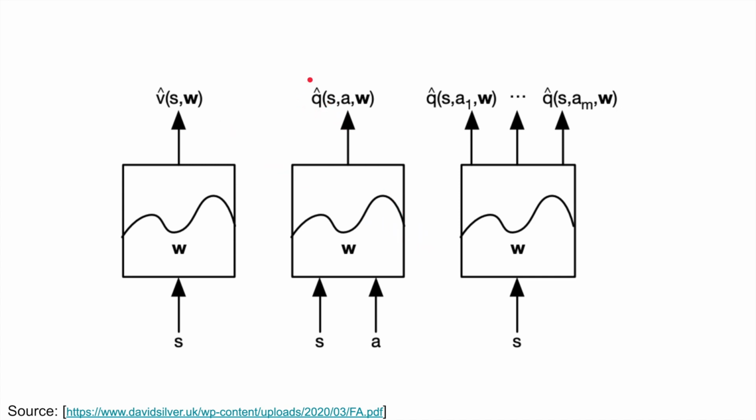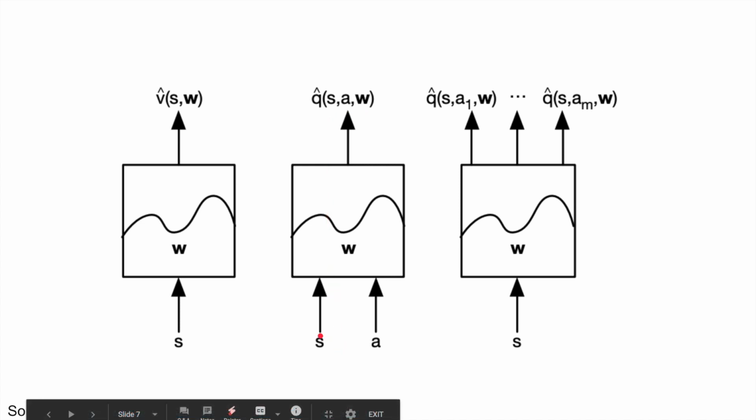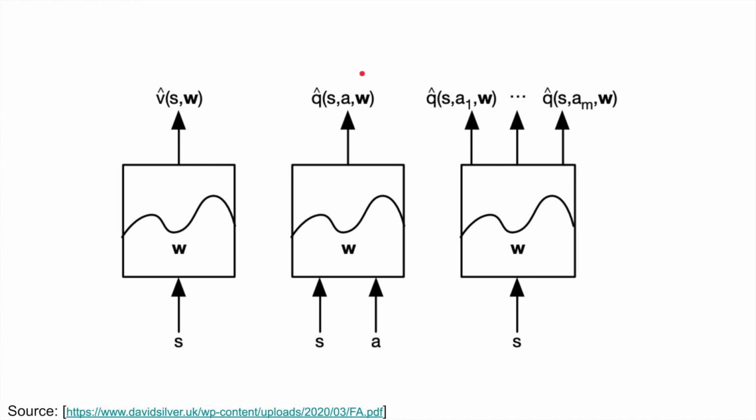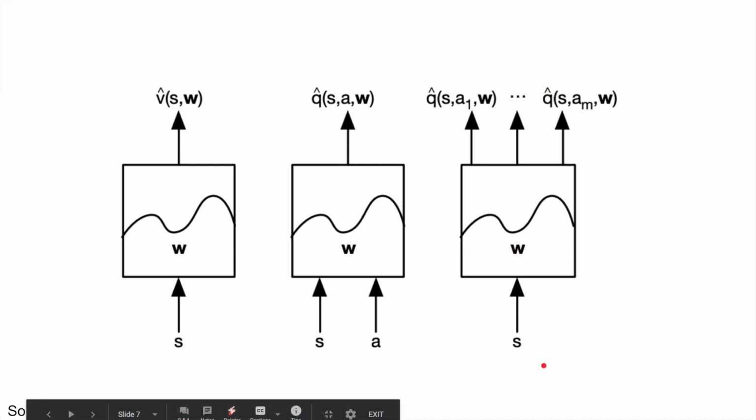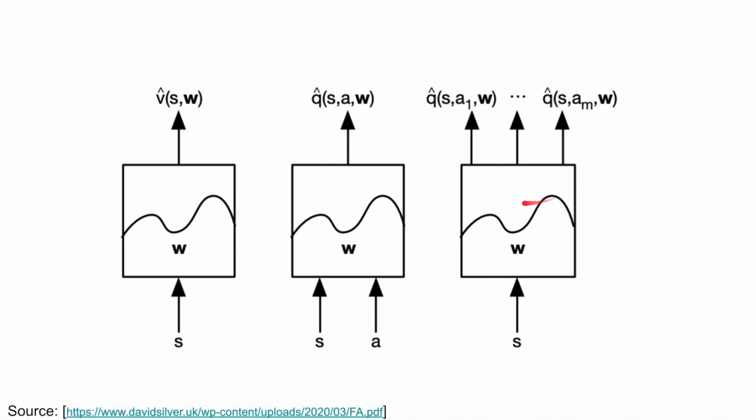Similarly, if you are approximating the state action value function, you could have two inputs, S and A, and this function would output the Q for that particular pair. And this is another possible approach you could have, which also approximates the Q function. The input here is just a single S, but you now have multiple outputs, one output for each possible action that you can take.